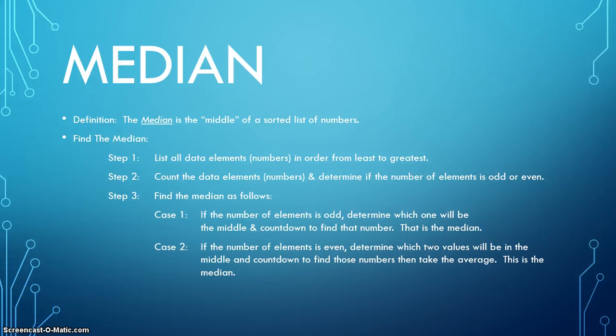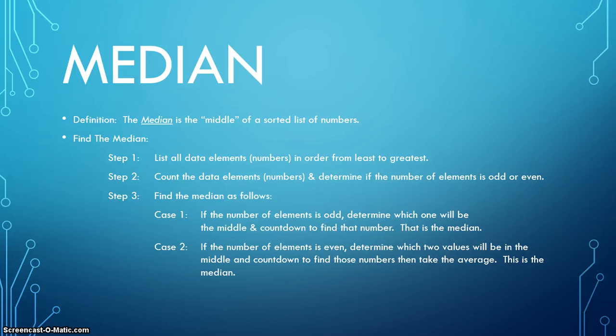Once we have them ordered, we move on to step 2, and that is to count how many numbers are in the set of data. Once we have that, we have to determine if there's an even number of elements or not. Because if there's an odd number, then step 3 is pretty easy: just find the number in the middle. However, if there's an even number, step 3 is a little more challenging, because you find the two numbers in the middle, and then take those two numbers and find the mean of those two numbers.